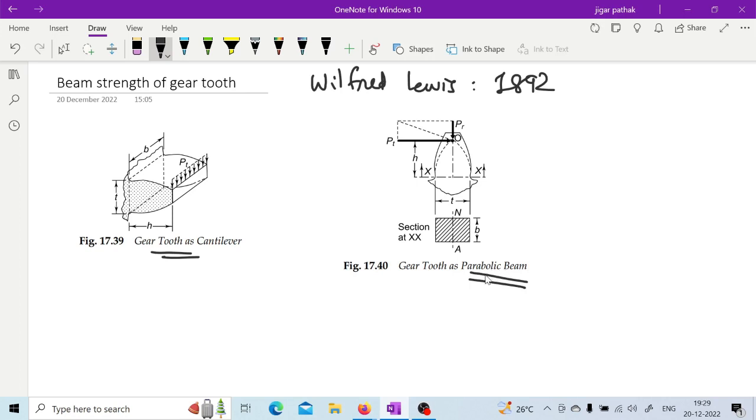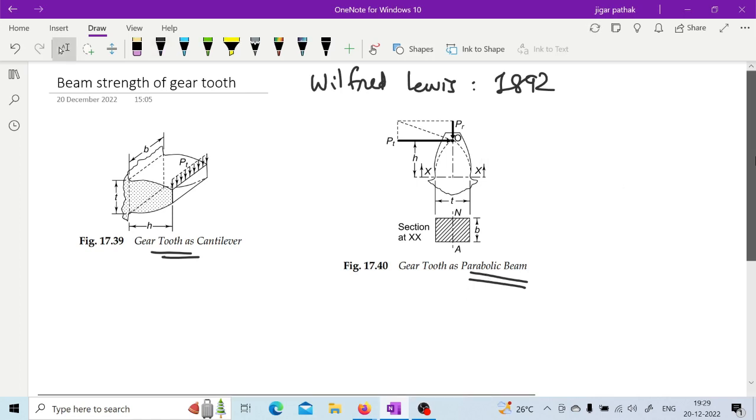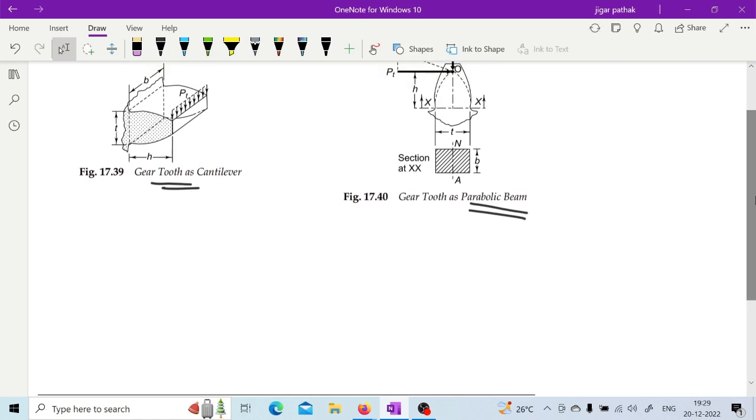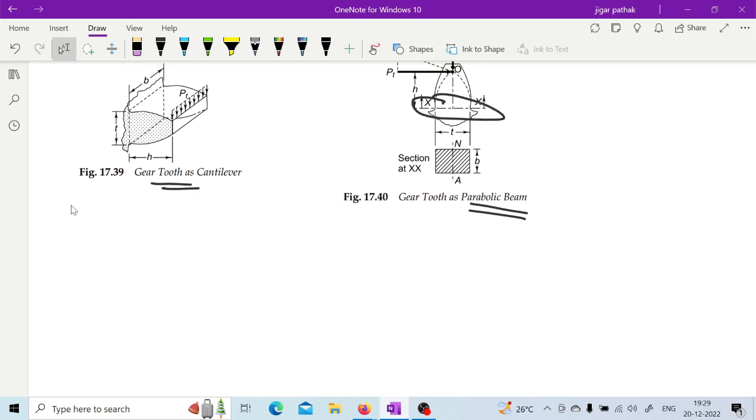With these assumptions, if we want to calculate the strength of this beam, then as mentioned in this particular figure, if we look at the cross section XX, at this cross section the bending moment can be given by the tangential force into the height of the tooth, that is h.